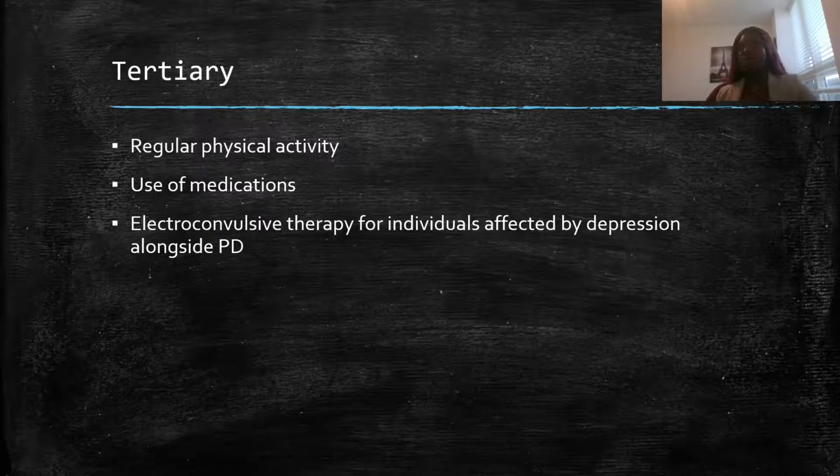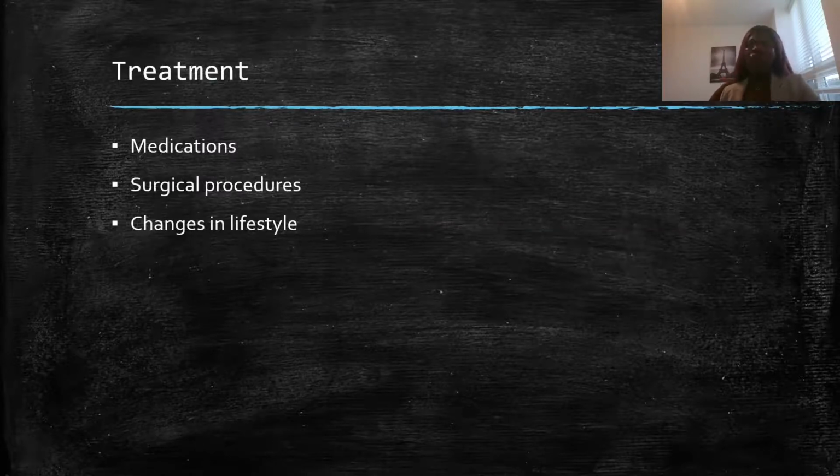Now, you will be surprised to know that about 50% of individuals with Parkinson's tend to develop depression over time. I know it's really sad, but yeah. Electroconvulsive therapy also treats depression in individuals with Parkinson's disease. So yeah, for treatment, we have certain medications, surgical procedures, and the most important one, changes in lifestyle.